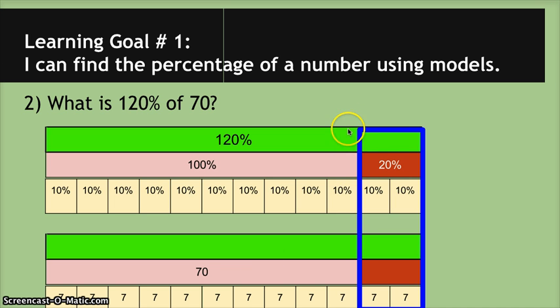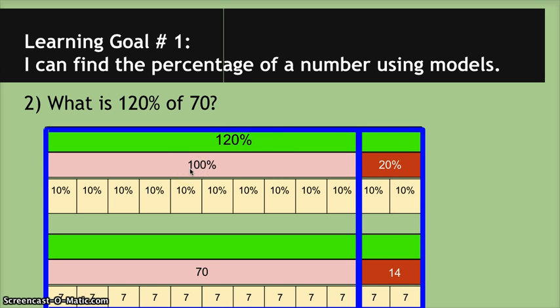I'd like to highlight this part right here, which is equal to 20%. 10% plus 10% is 20%. 7 plus 7 is 14. So if we know 20% and we know 100%, we can figure out what 120% is. As a result, 120% of 70 is 84 because it's made up of 70 and 14, or it's made up of 100% and 20%.